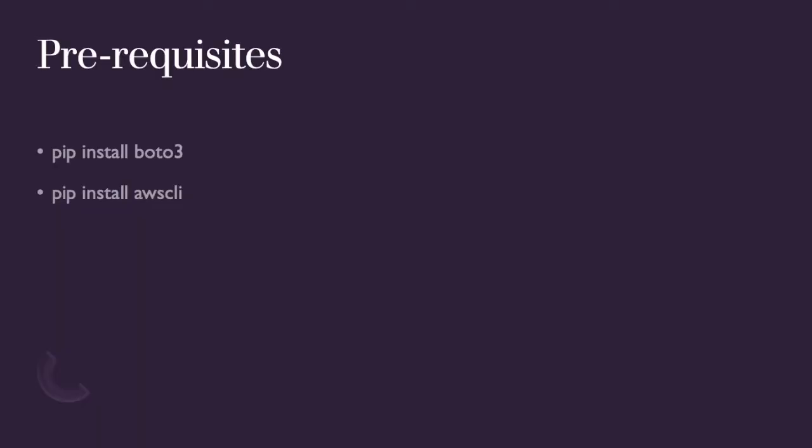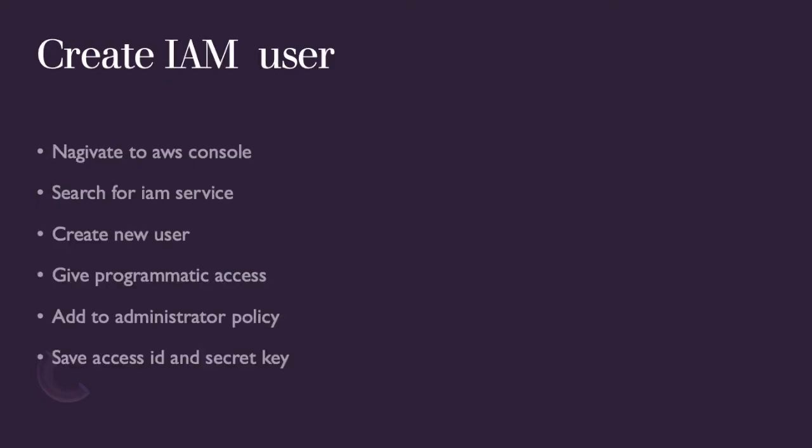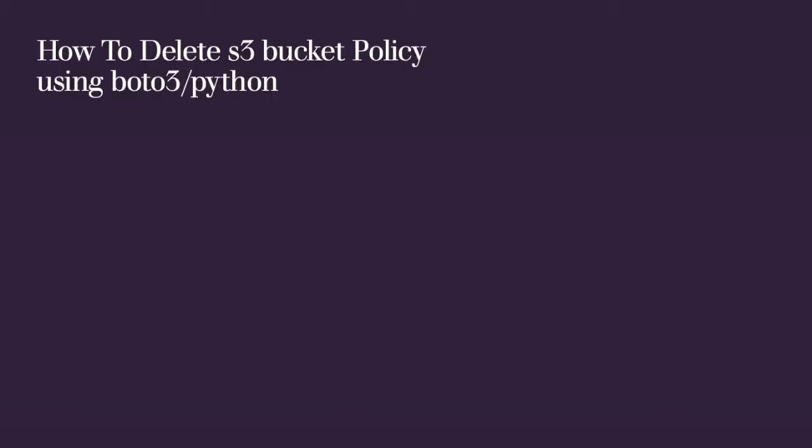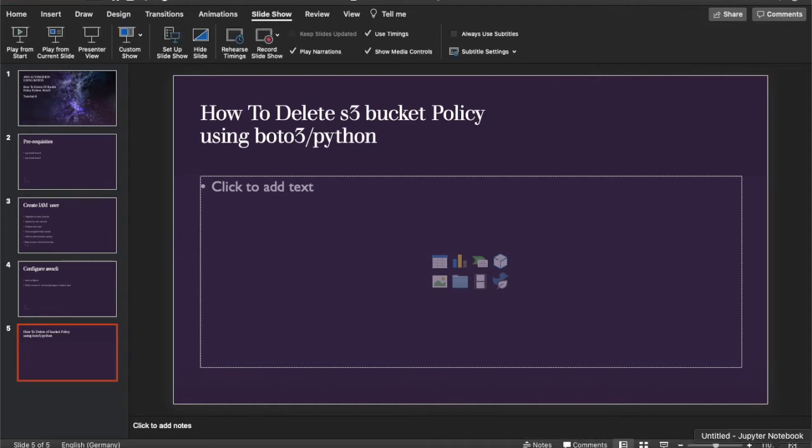Again, I'm not going to talk about the prerequisites, so it is the same. We need Boto3 and AWS CLI, then you can create your IAM user, and all this configuration-related stuff is already covered in the first tutorial. You can go ahead and watch it again if someone is not familiar. Next is the configuration of the CLI, and I already have a separate video for that. And the next thing is the actual objective of today's tutorial, which is how to delete an S3 bucket policy using Boto3 Python. So let me quickly open my Jupyter notebook.